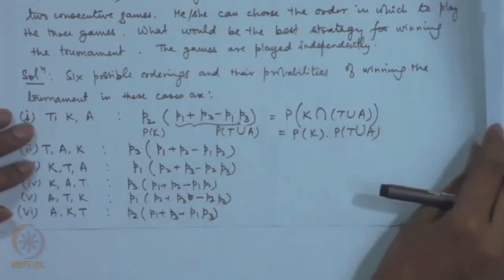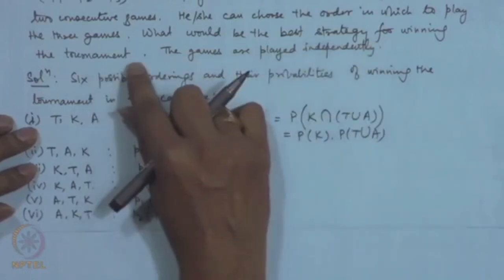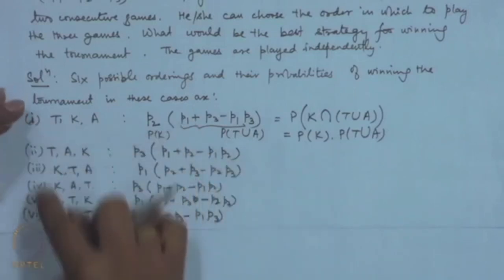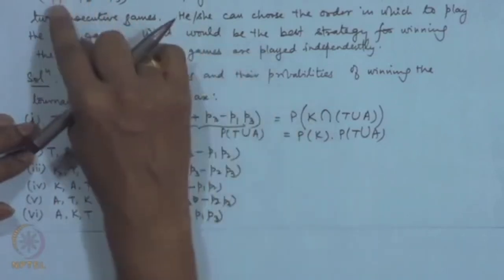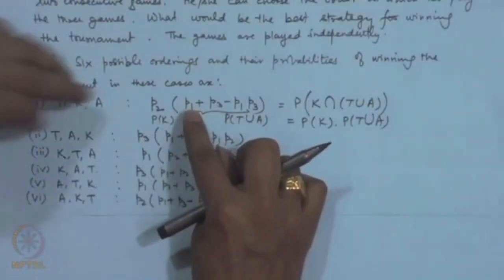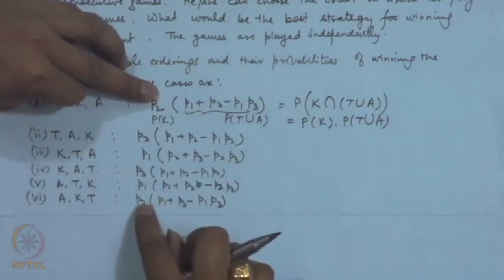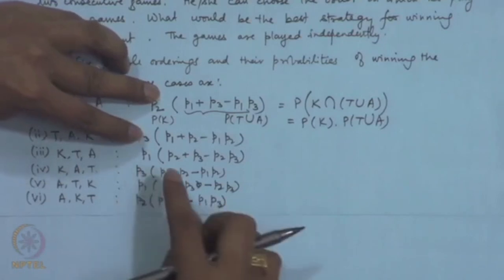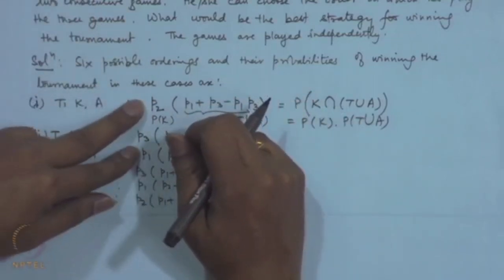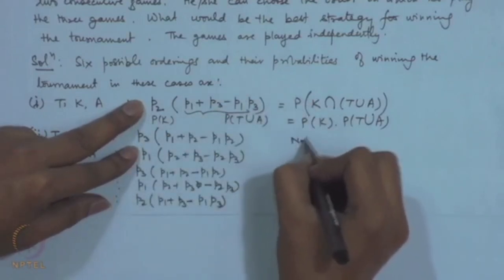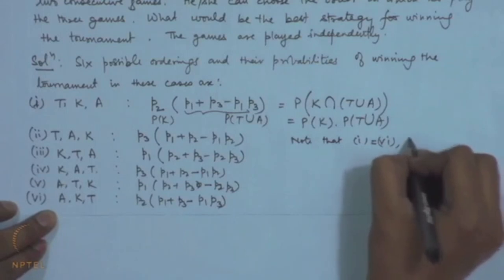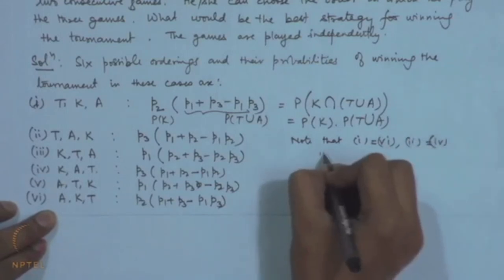Our original problem was that what is the best strategy for winning the tournament? That means, which of these options give the highest probability? So, we have to see that from 1 to 6 which value is the highest, given that P1 is greater than P2 is greater than P3. Now, you observe here the expressions here, the expression 1 and 6 are the same, the expression 2 and 4 are the same, expression 3 and 5 are the same. So, basically we have to compare 1, 2 and 3. So, if you compare 1, 2 and 3, note that 1 is equal to 6, 2 is equal to 4, 3 is equal to 5.